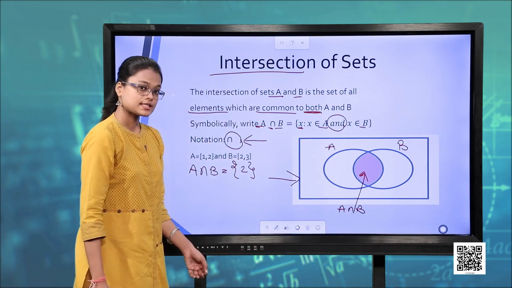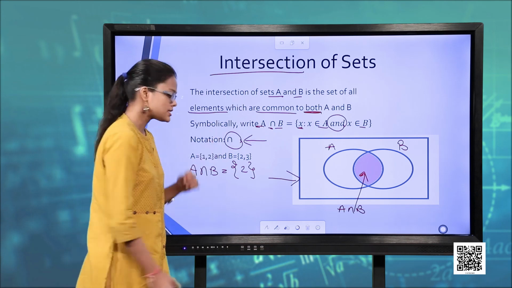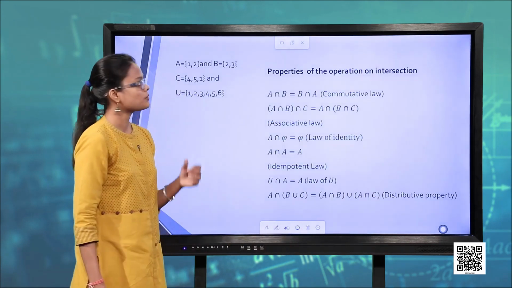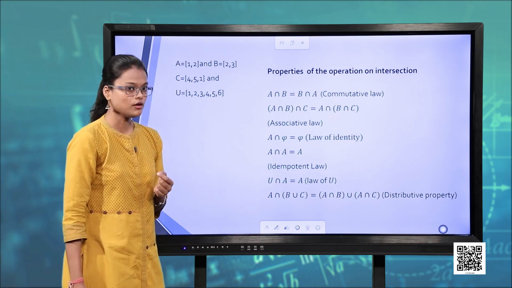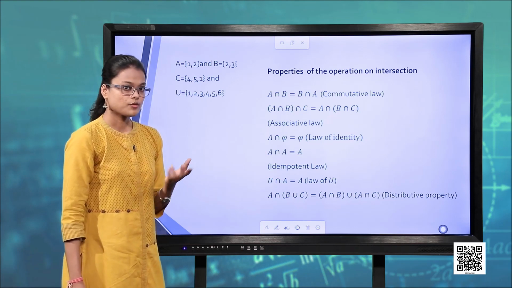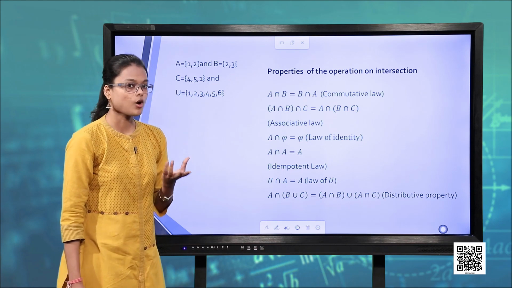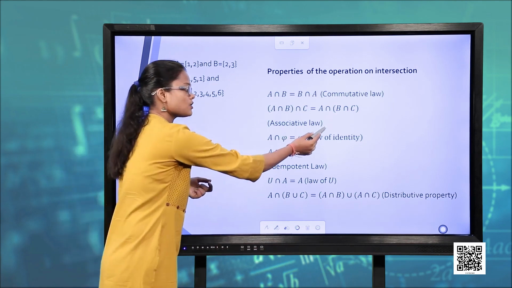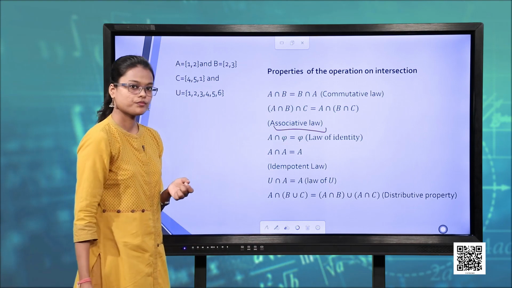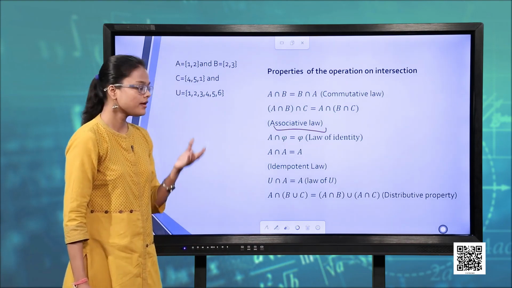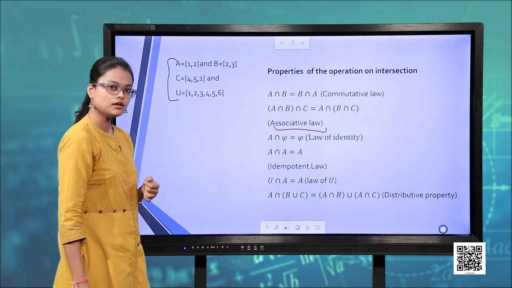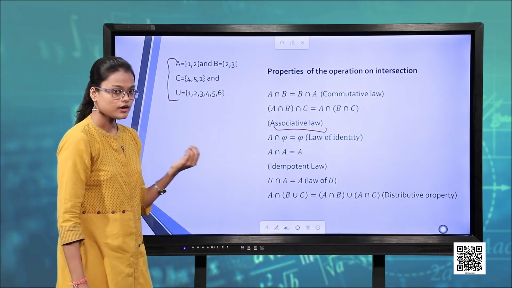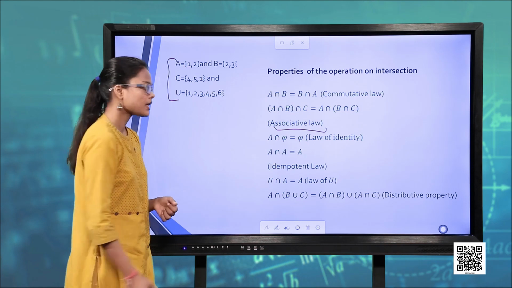So, let us take some properties of this operation. First property, the same, commutative law. It is easy, we have already discussed what the commutative law is. Second, also the associative law. It is easy to verify. Verify it yourself. You can verify by using some particular values for the sets as well.